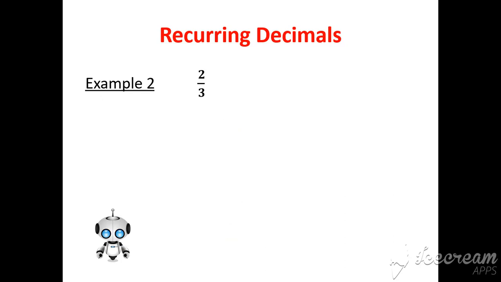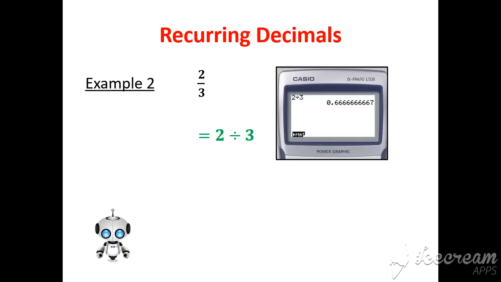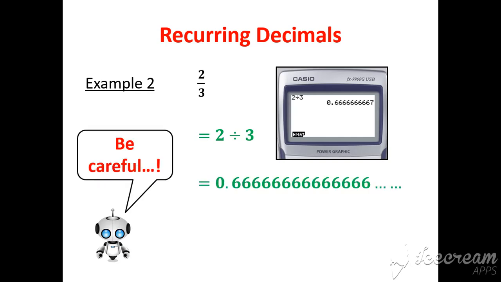All right, here's number 2, 2/3. So let's grab my calculator. You know that fraction means top number divided by bottom number. So 2 divided by 3 gives me 0.66666666666. Now we've got to be a bit careful here because at the end of the calculator there's a 7.